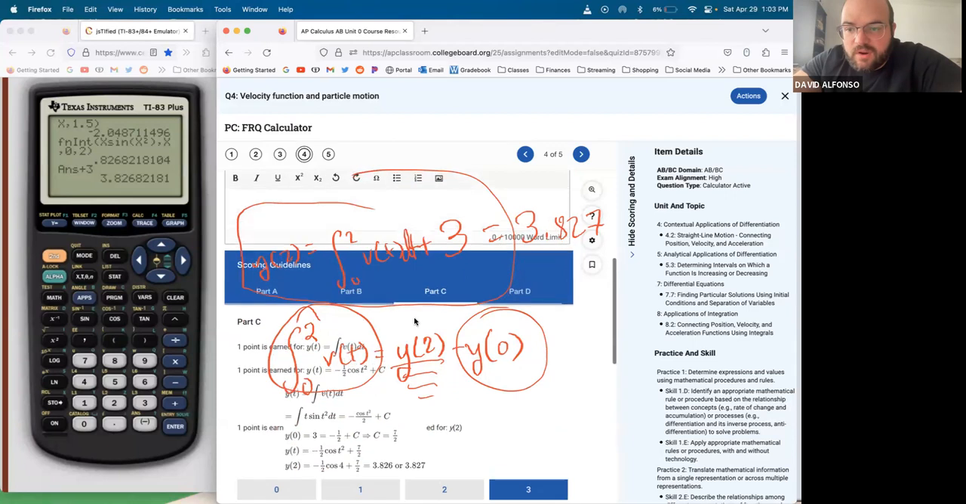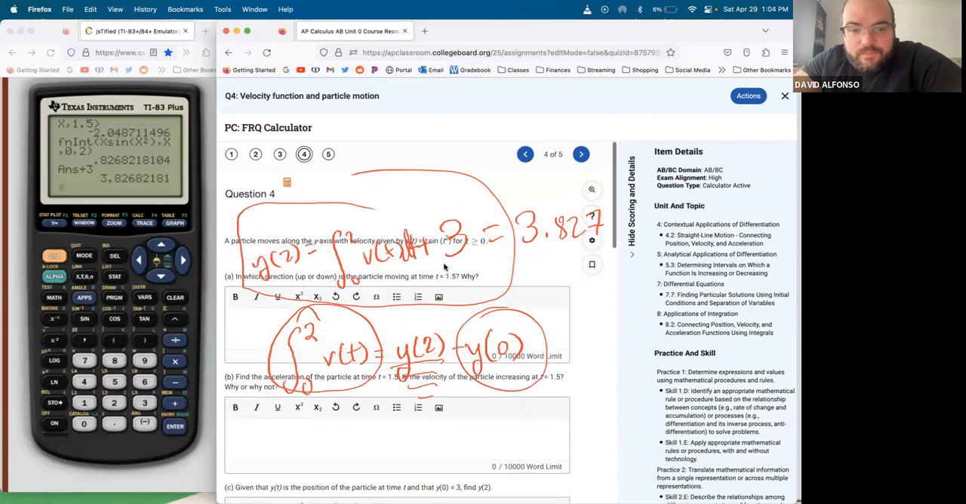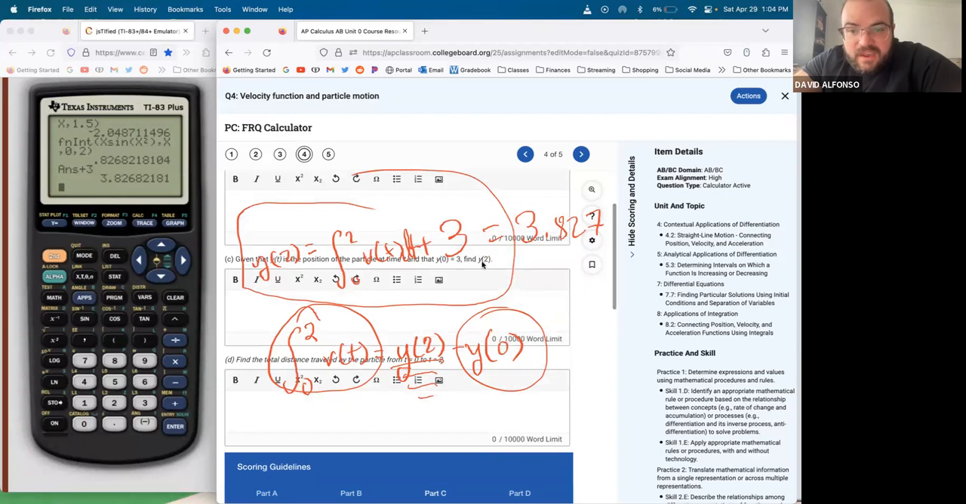I think this was wrong. This doesn't make any sense to me, because if this is a calculator section, this is all you had to do. So I think they're wrong in the way that they're grading this because they're not specifying for you to find y of t.